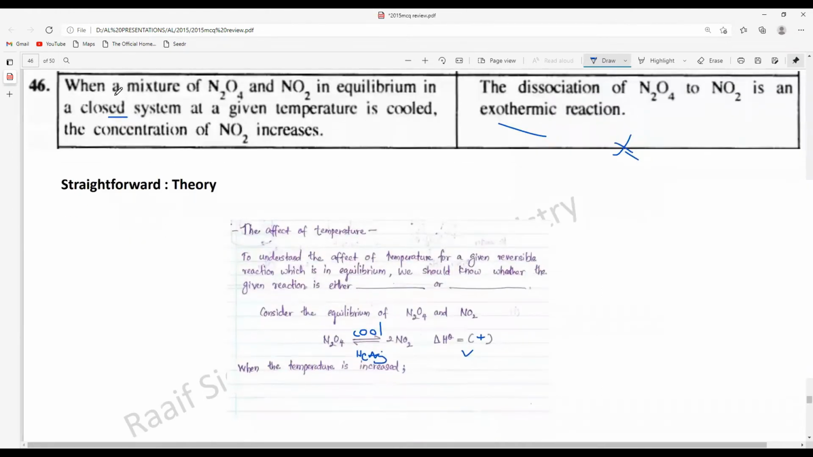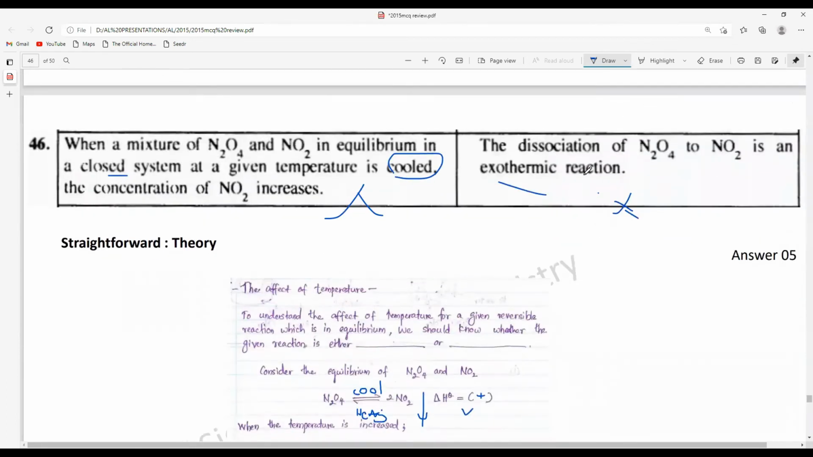Okay, so when a mixture of N2O4 in equilibrium in a closed system at a given temperature is cooled, the concentration of NO2 increases. No, when you are cooling, the heating process happens, so more and more N2O4 forms and the NO2 concentration decreases. So this statement is wrong.